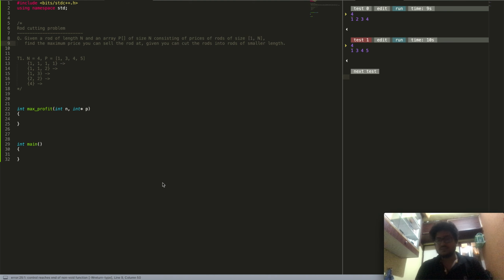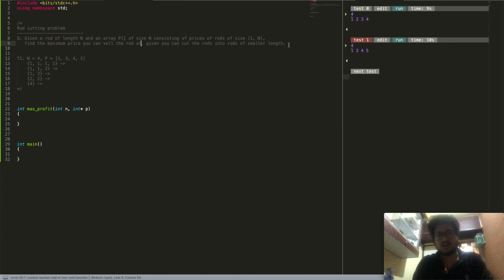Hey guys, so in this video we will have a look at another very standard dynamic programming problem, that is the rod cutting problem. So the problem is, given a rod of length n and an array p of size n consisting of prices of the rods of size 1 to n, find the maximum price you can sell the rod at. Given you can cut the rods into rods of smaller length.